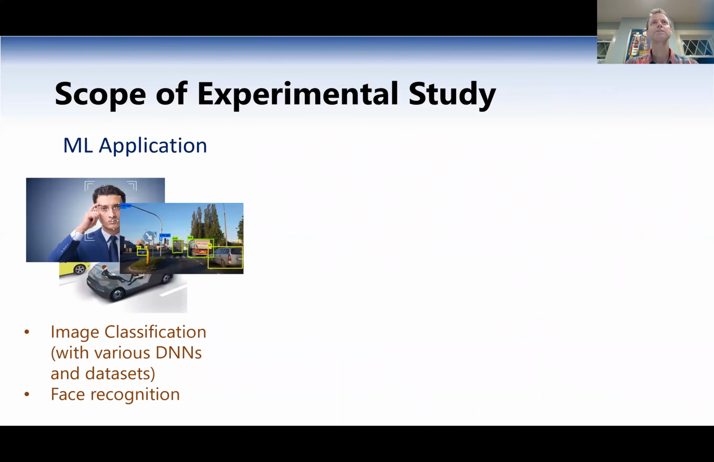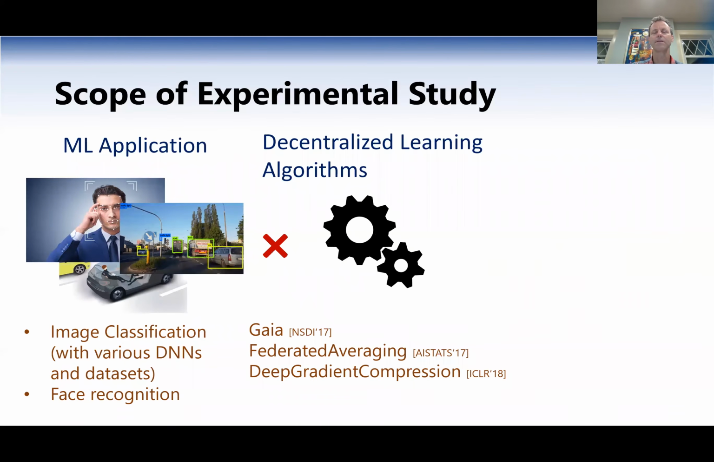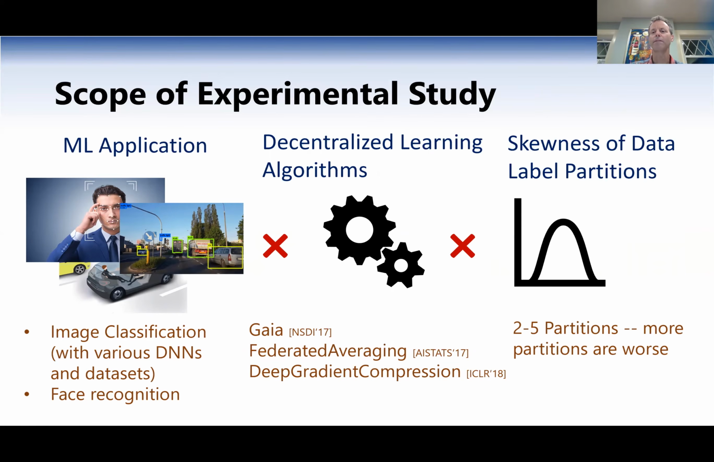Okay, so now that we've established that real-world data sets indeed have this type of skew that we're concerned with, let's highlight our experimental study. In our experimental study, we looked at image classification and face recognition. We looked at 3 different decentralized learning algorithms: Gaia, federated averaging, and deep gradient compression. And we looked at varying the amount of skew in the partitions.